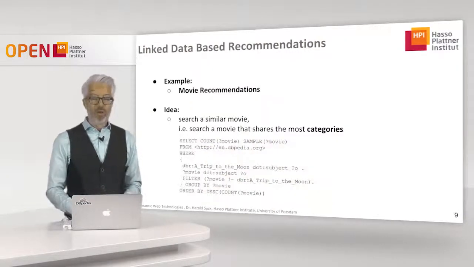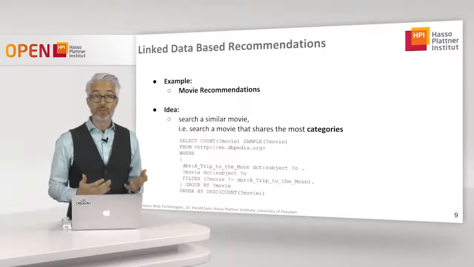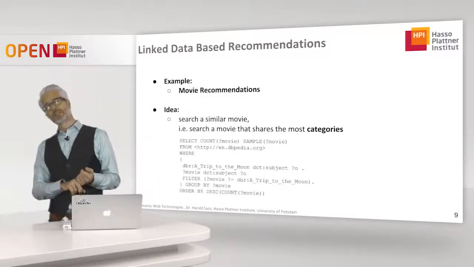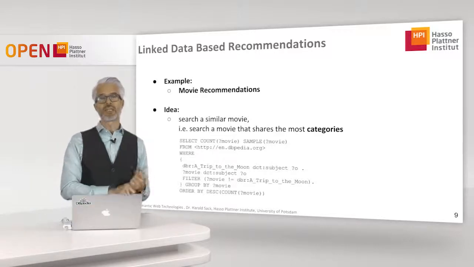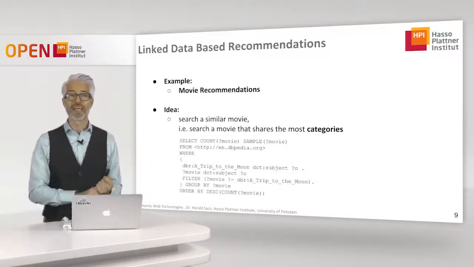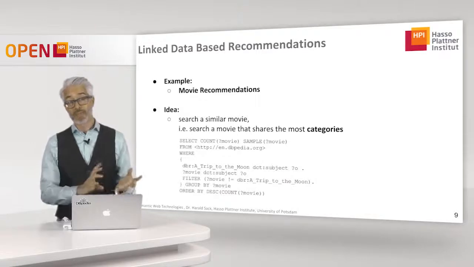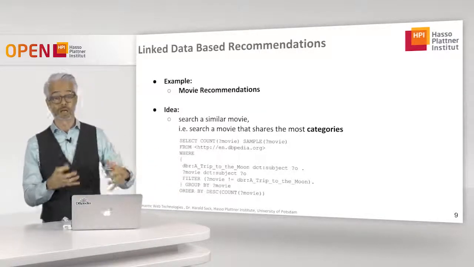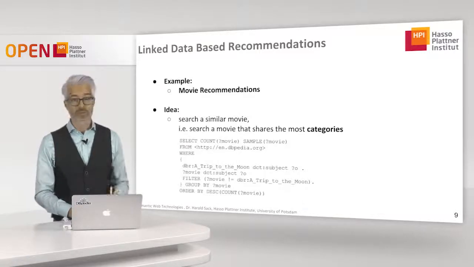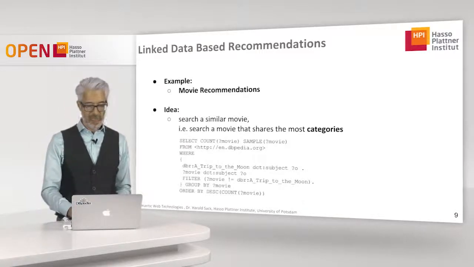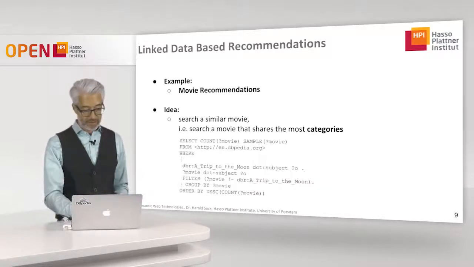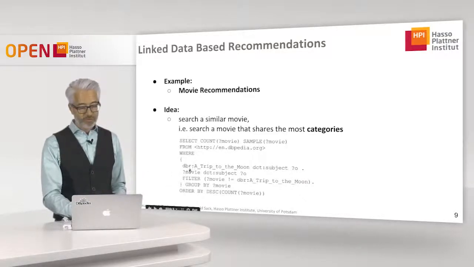Okay. What we could do simply is search for similar movies in the sense that we say, okay, just look for movies that share the most of these categories. So then we will find something pretty similar, which could be a rather good recommendation. So let's have a look at the SPARQL query I have prepared for that. What we do here, we have to do a little bit of aggregation, therefore it's more complicated. Let's first have a look at the query patterns in here.